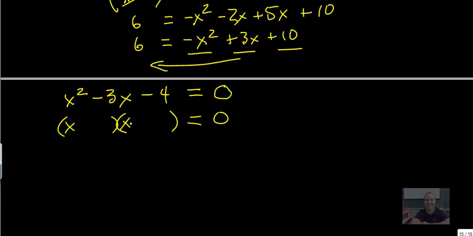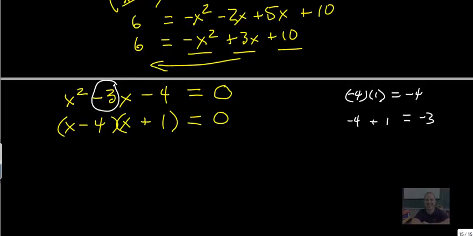So we put x here and x there, and then negative 4 and plus 1. Do those work? Let's see, negative 4 times 1 is negative 4. That's this one. Awesome. And then we have negative 4 plus 1, which is negative 3, and that's this one. Awesome. So yeah, that's correct.